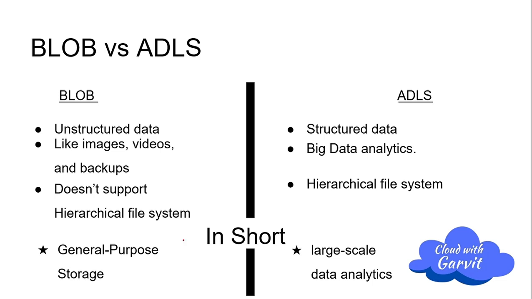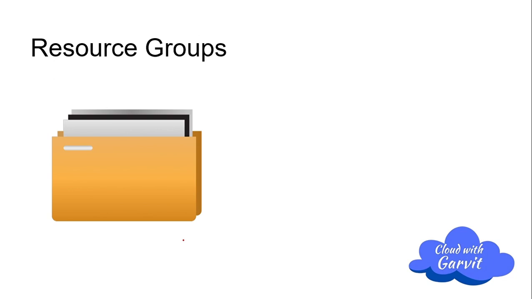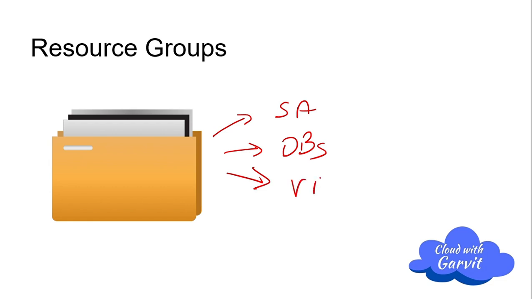The first thing that you will need before creating any storage account is a resource group. A resource group is a logical container for your resources in Azure. Think of it like a folder on your computer where you can group together all related files for a project, but in this case you are grouping Azure resources like storage accounts, DBs or virtual machines. Now let me show you how to create this in the Azure portal.